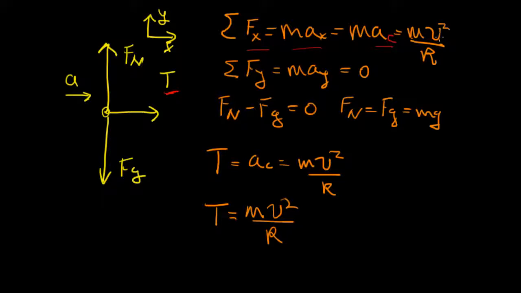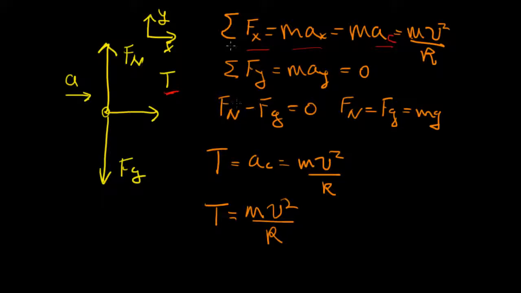And that's just m times v squared over r, because the centripetal acceleration for an object in uniform motion is just v squared over r. Then I can get a very simple expression for the sum of the forces in the y direction. Since the y direction is vertical to the plane of rotation, there's no acceleration that way. And so I just get the normal force and the weight are equal, and that tells me what the normal force is.